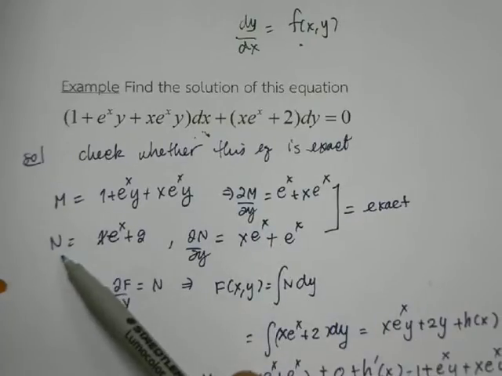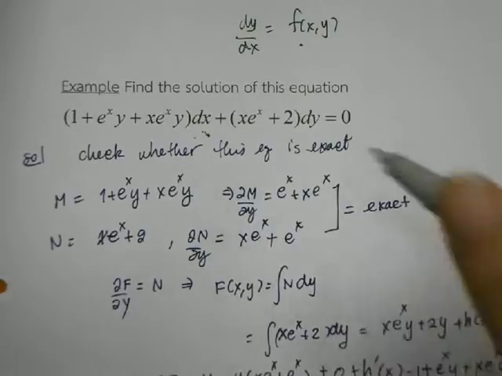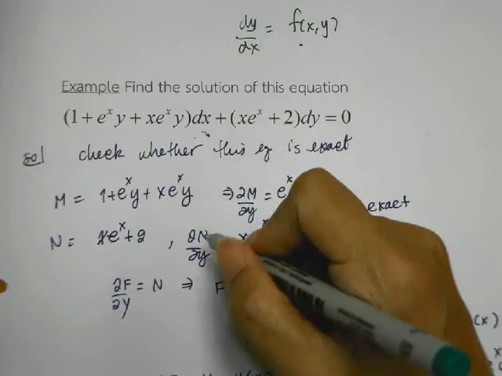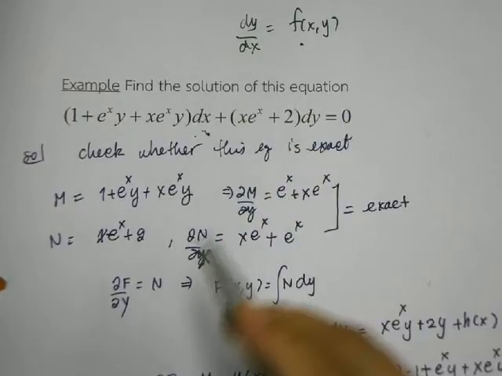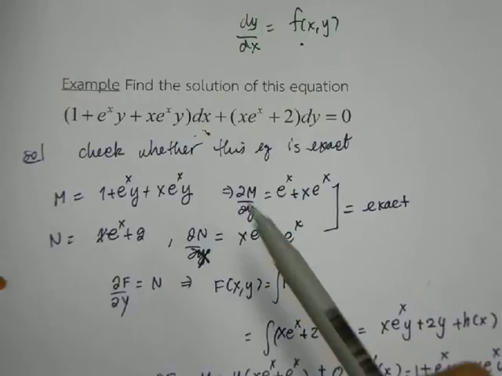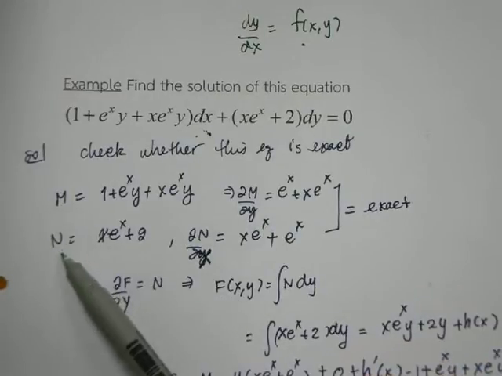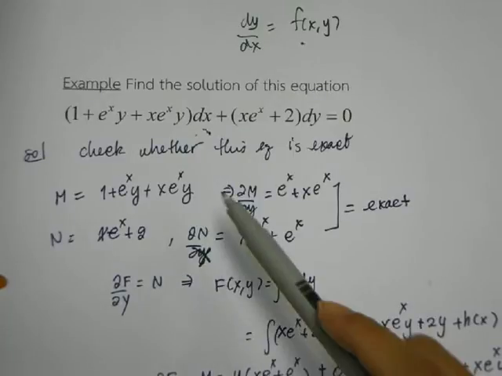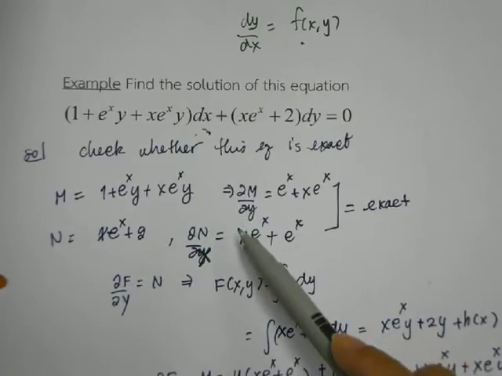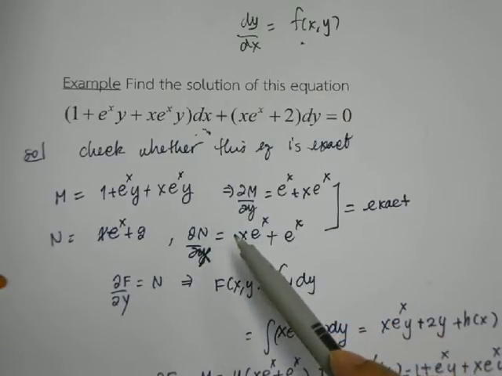the derivative of N with respect to x, right? You've got to do the derivative of M with respect to y and the derivative of N with respect to x. If these two are equal, then we can conclude that it is an exact equation.